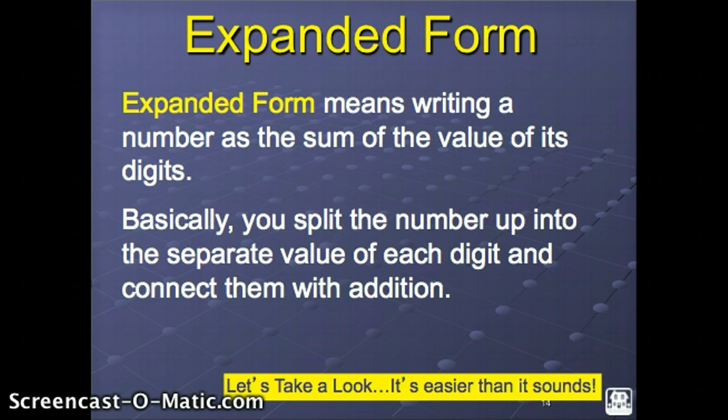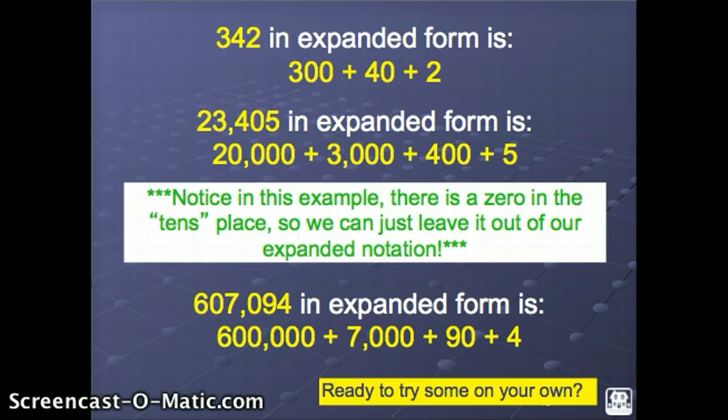Now if we're asked to do expanded form, that means writing the number as the sum of the value of its digits. So basically you split the number up into the separate value of each digit and then connect them with an addition sign. Let's take a look. It's a lot easier than it sounds. So the number 342 in expanded form would be written 300 plus 40 plus 2.